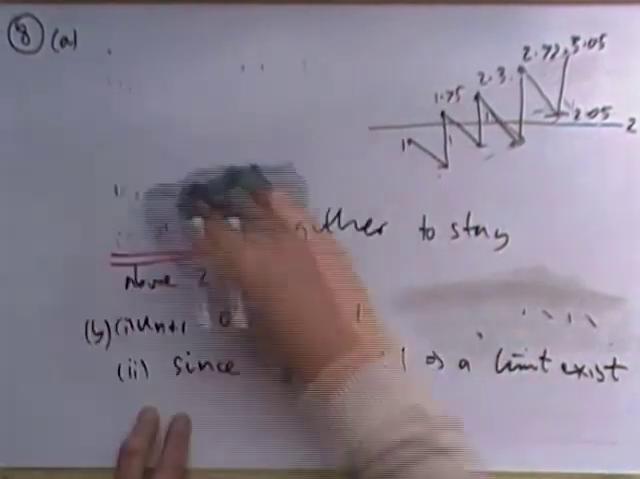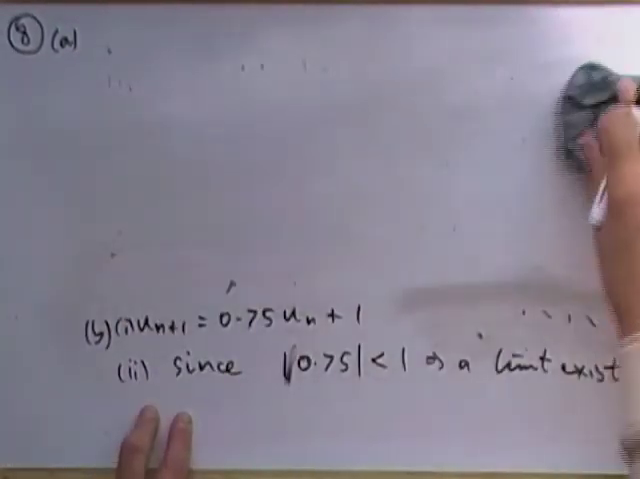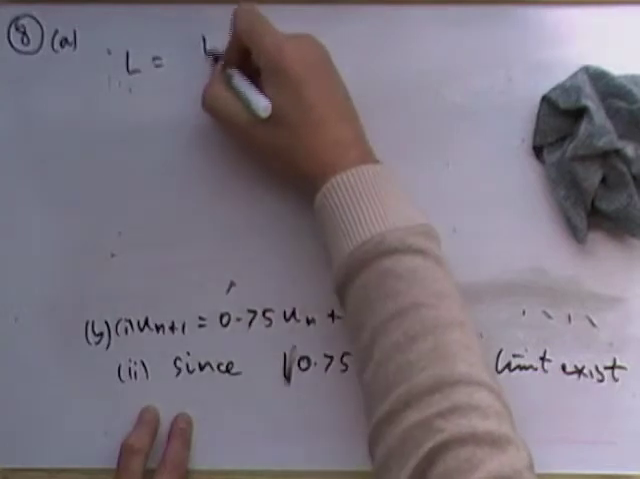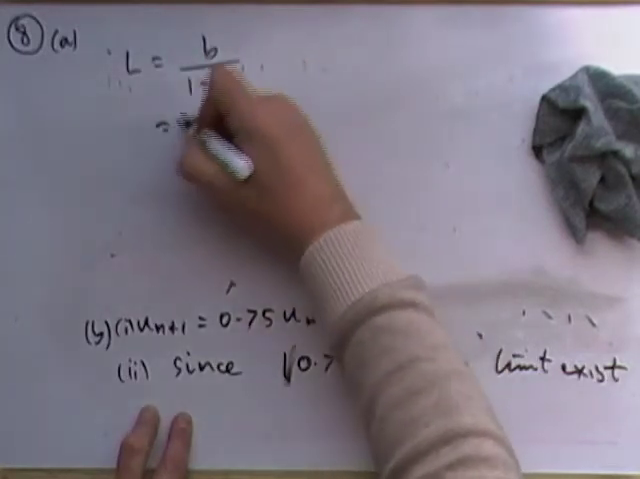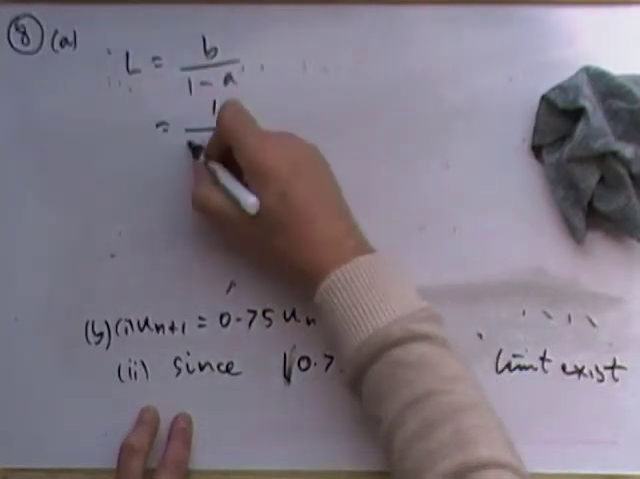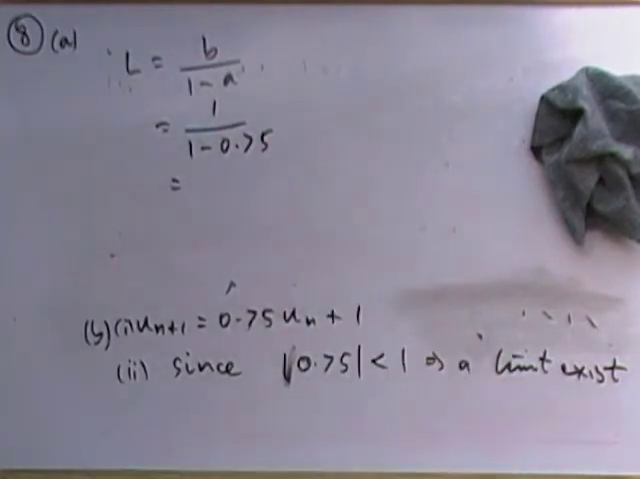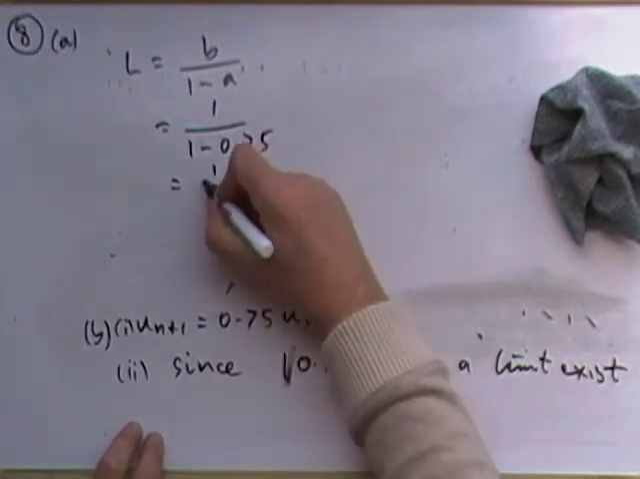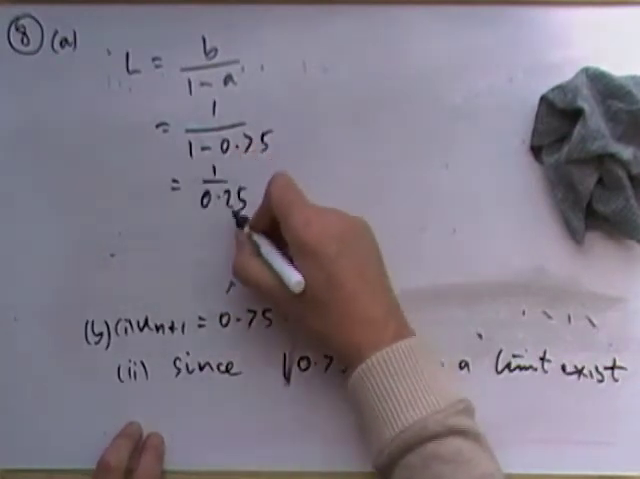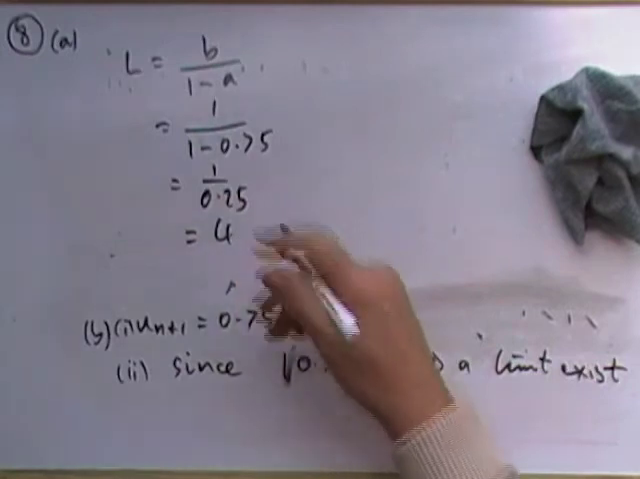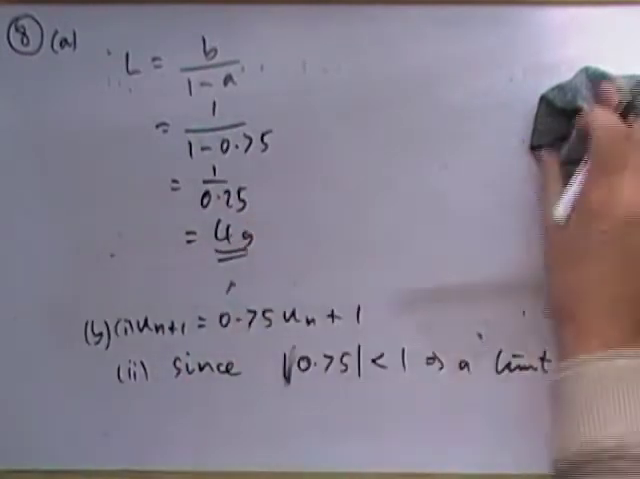I'll have to go up to the top, this is all getting a bit messy. And that limit will be, you could just use the formula here, b over 1 minus a. So that's 1 over 1 minus 0.75. Or if you like 1 over 0.25, I'll put it down anyway. That's a quarter, so that must be 4. So that's 4 units, grams. So there's a limit of 4 grams.